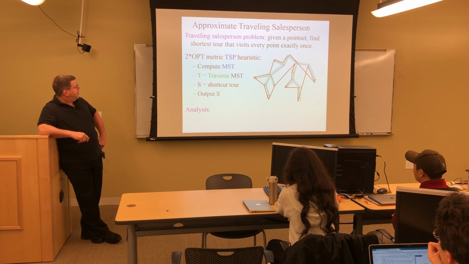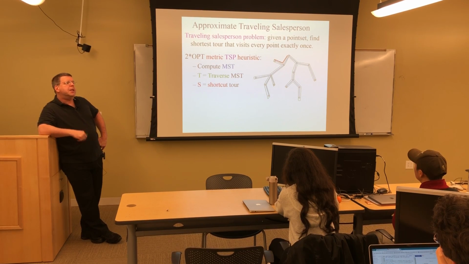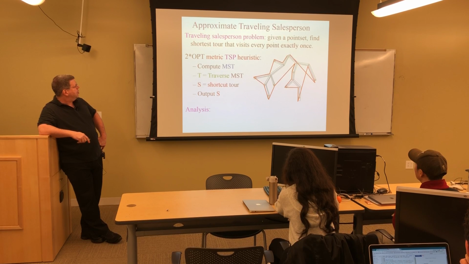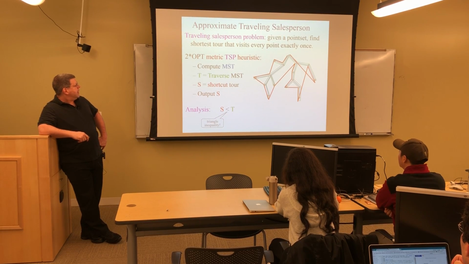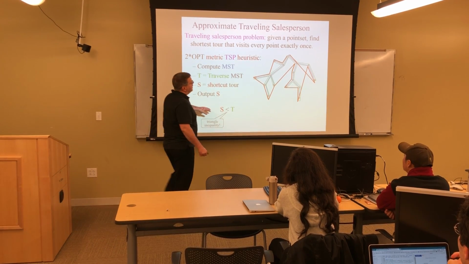So clearly, the blue and the green have a factor of 2 relation between them, right? The green is twice the length of the blue, because every blue edge appears in the green tour twice. Separately from that, the red tour is less than the green tour. Why is the red tour less than the green tour? Because of the triangle inequality, right?